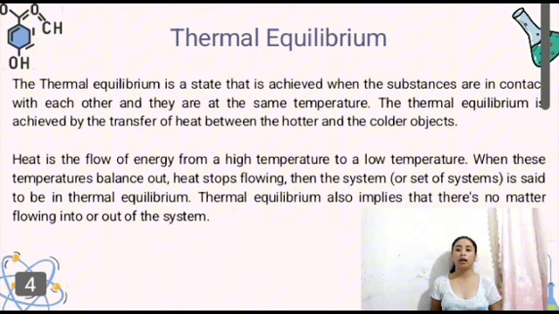For example, if you put a hot metal spoon into a cup of cold water, the spoon will cool down and the water will warm up. After some time, they'll both be at the same temperature. So that's thermal equilibrium.